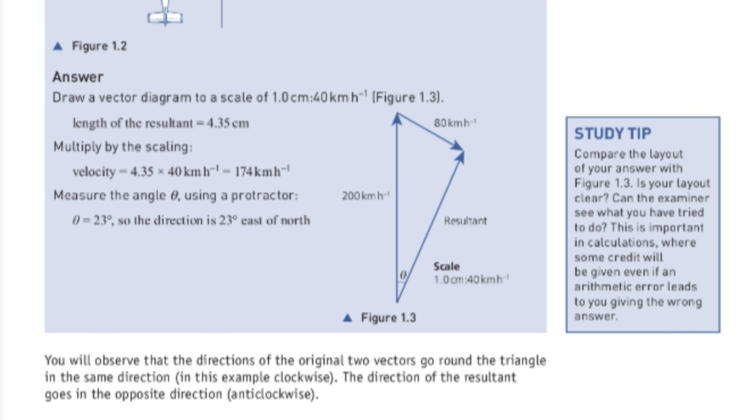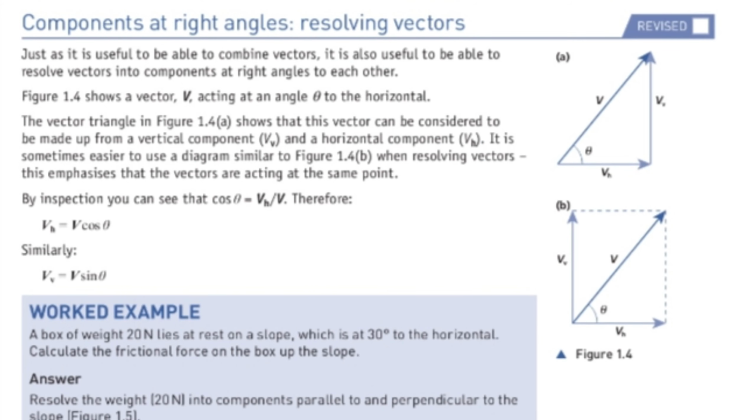This is important in calculations where some credit will be given even if an arithmetic error leads you to giving the wrong answer. Components at right angles, resolving vectors. Just as it is useful to be able to combine vectors, it is also useful to be able to resolve vectors into components at right angles to each other. Figure 1.4 shows a vector, v, acting at an angle, theta, to the horizontal. The vector triangle in figure 1.4a shows that this vector can be considered to be made up from a vertical component and a horizontal component.